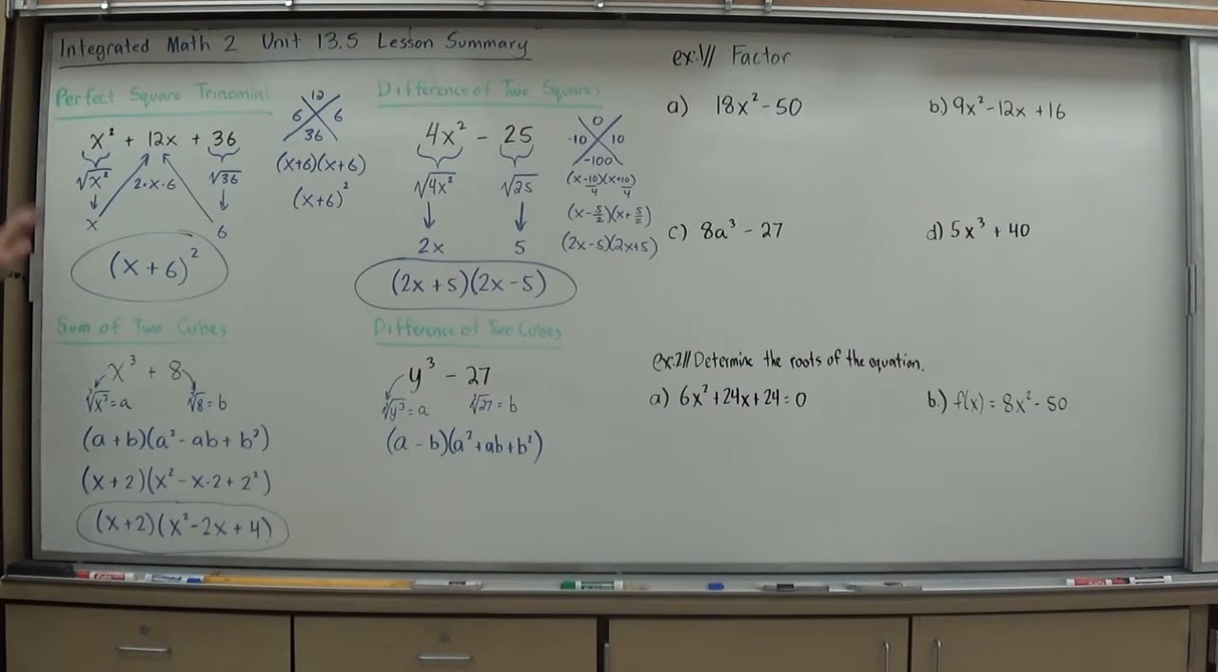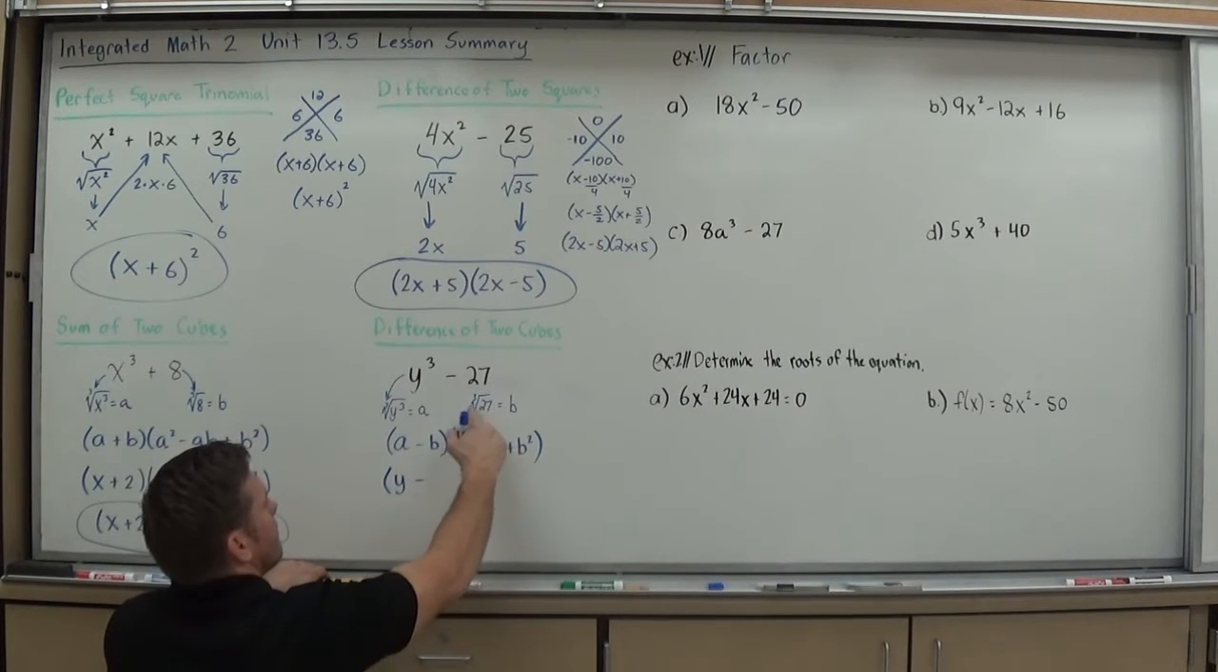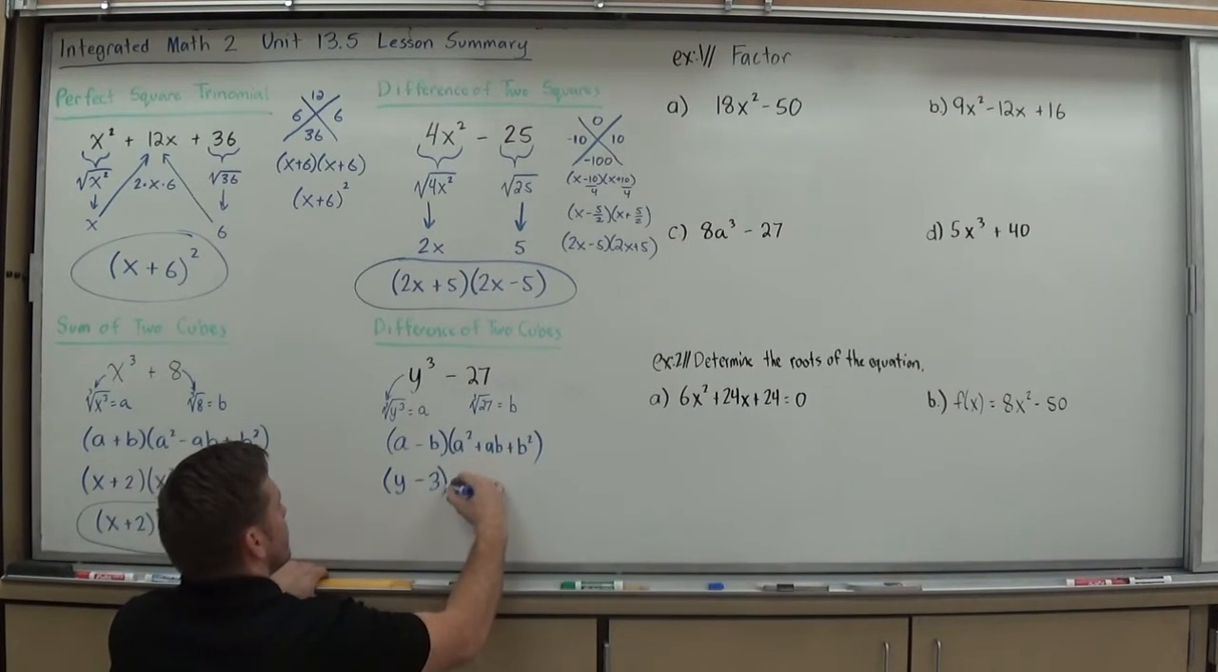Okay, let's now apply that to the second one. Y cubed minus 27. So the cube root of y cubed is just y. So my a is going to change to a y. My b is supposed to be the cube root of 27, which is 3.